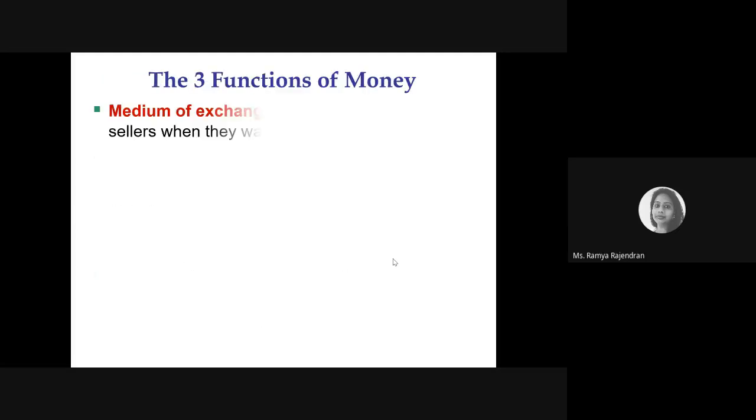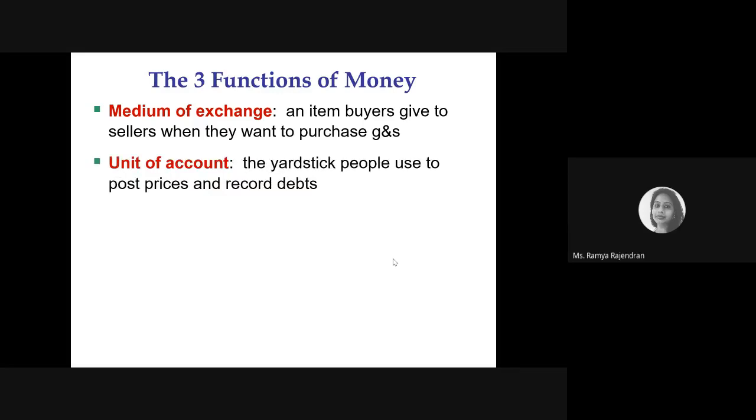So what are the functions of money? It's a medium of exchange. It acts as an item that a buyer can give to a seller to buy what they really want. Next, it is a unit of account.